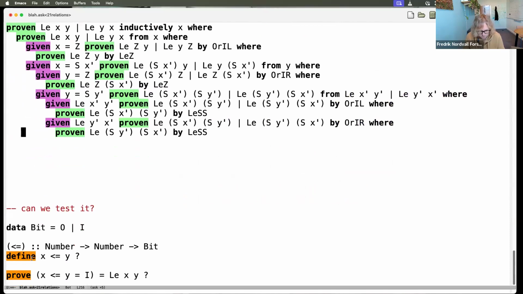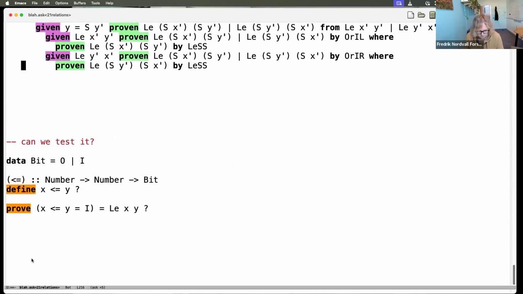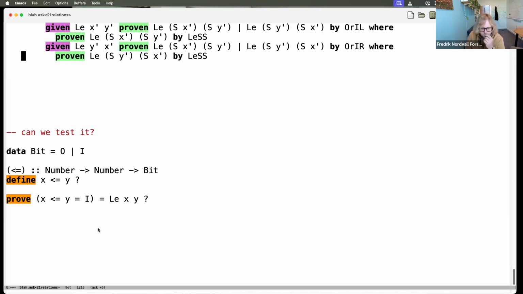Okay. So what I'm going to try and do in the last 15 minutes is to write a program and prove that it's correct. So we've defined the relation that says when one number is less than or equal to another. And the fact that I can define a relation doesn't necessarily mean I know how to compute whether the relation is true. Well, here I'm going to show that we can compute whether the relation is true.